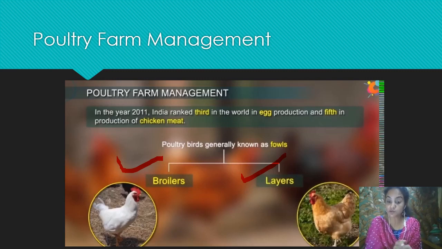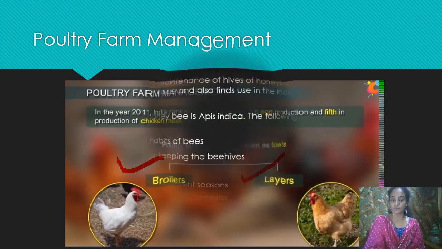Their food should be a little different, because with one we are aiming at the production of meat and with the other we are aiming at the production of eggs. Clear? So this is how we maintain the poultry.